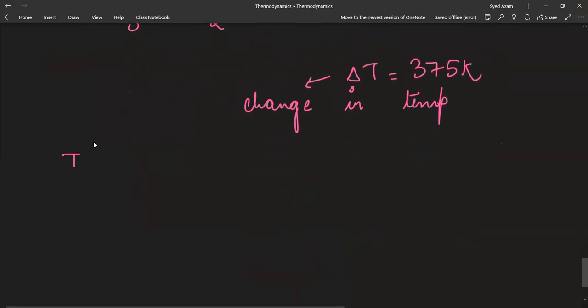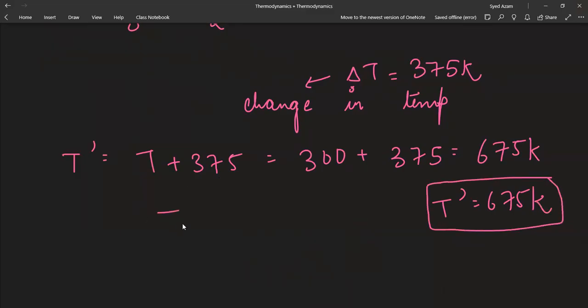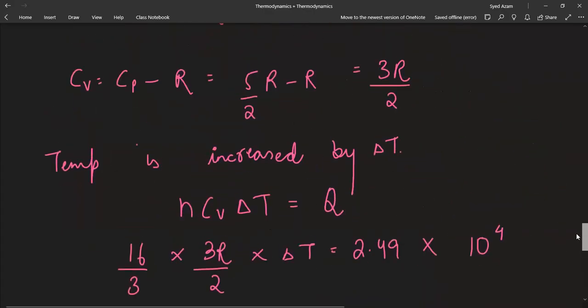So for the final temperature, what we can do? We have 300. You can add this. See, T plus 375 will give you the final temperature. So that is 300 plus 375, that is 675 Kelvin. So we have the new temperature. T prime will be 675 Kelvin. Now, initial temperature was 300 Kelvin. Final temperature is 675 Kelvin.